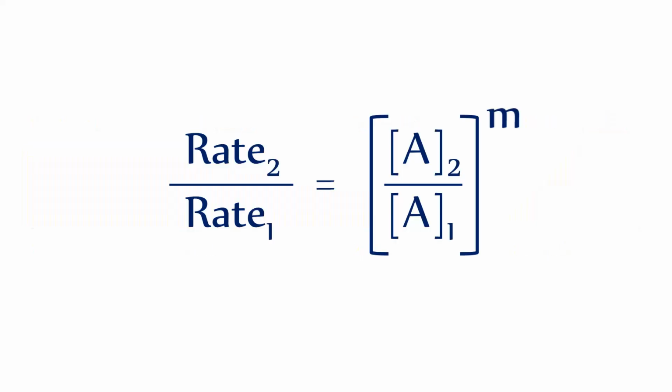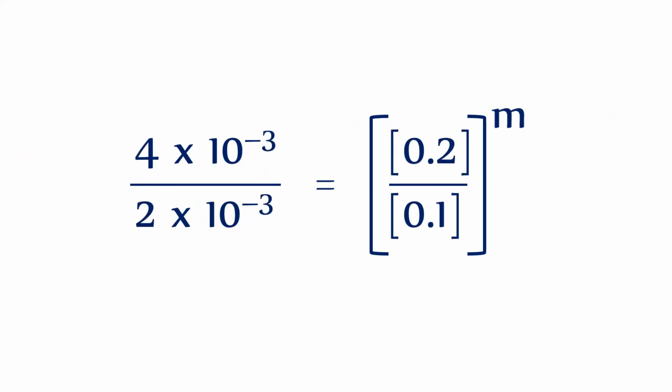So in comparing these two experiments, we write rate 2 over rate 1 is equal to the concentration of A in experiment 2 over the concentration of A in experiment 1. Now that's all raised to the power of M. And then we plug in our numbers. Rate 2 over rate 1 is 4 by 10 to the minus 3 over 2 by 10 to the minus 3. And the concentrations, just looking at A, that's 0.2 over 0.1. But remember, this is in brackets to the power of M, and it's that M that we need to work out. That's the order that we're trying to find with respect to reactant A.